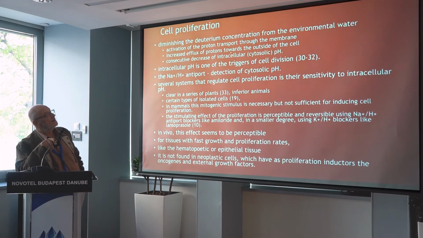Diminishing the deuterium concentration will activate the proton transport. It will probably produce an increased efflux of protons towards the outside of the cell. If we remove protons, then we produce a consecutive decrease of intracellular pH. Intracellular pH is one of the triggers of cell division.